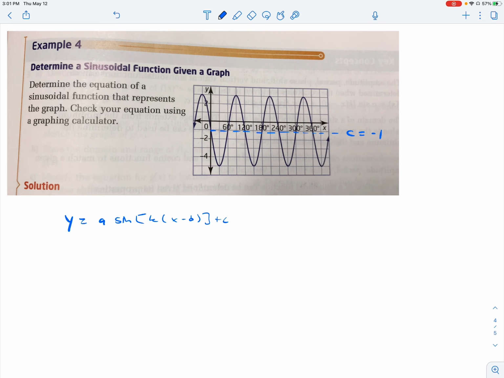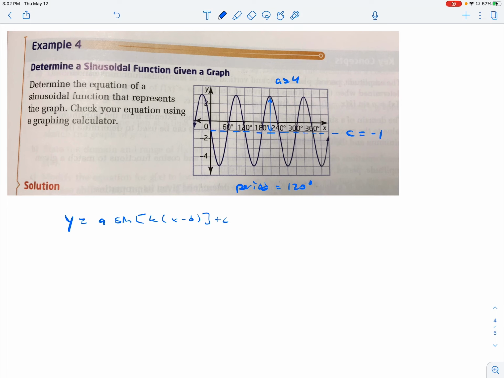I can see that we have an amplitude of, it looks like 4 units, because we go 4 units to the maximum. I can also see the period. So if I'm starting here at the center line, that's 1 full cycle. It's at 120 degrees. Okay, and we'll worry about the phase shift later.